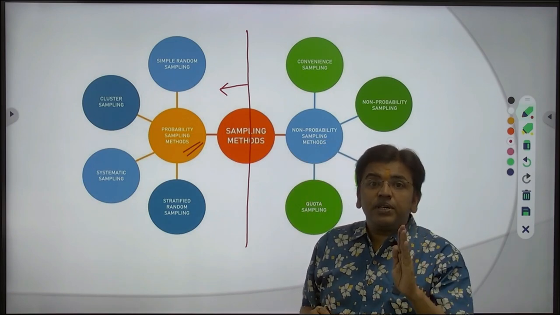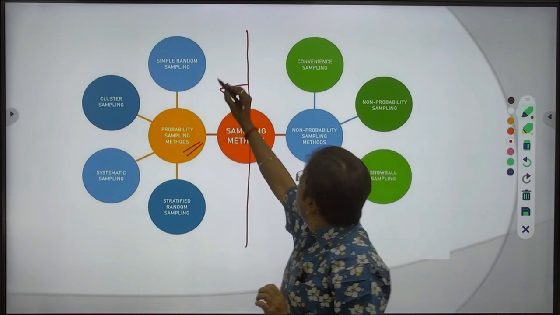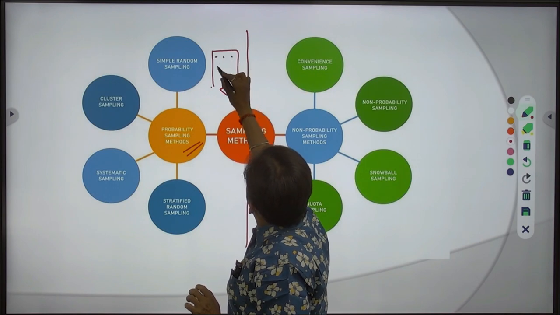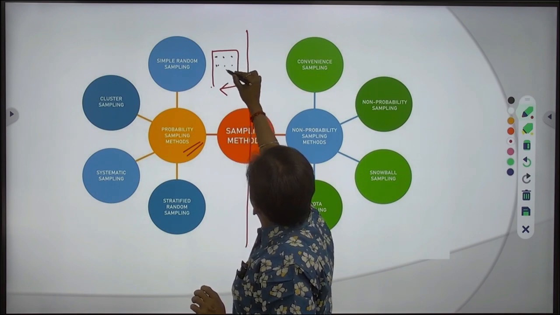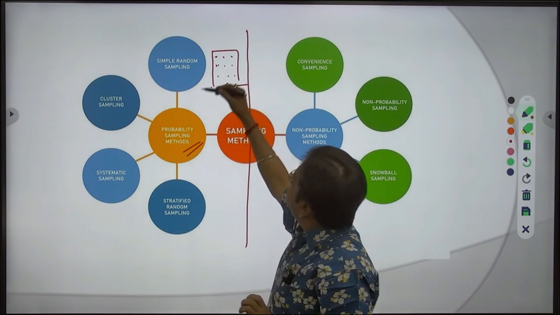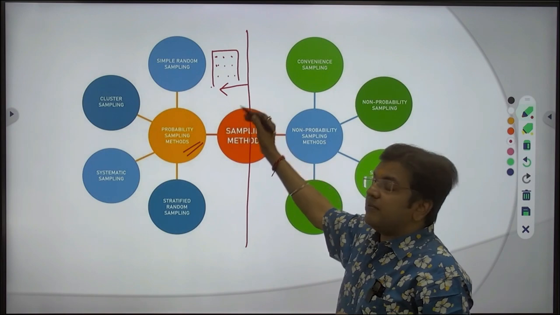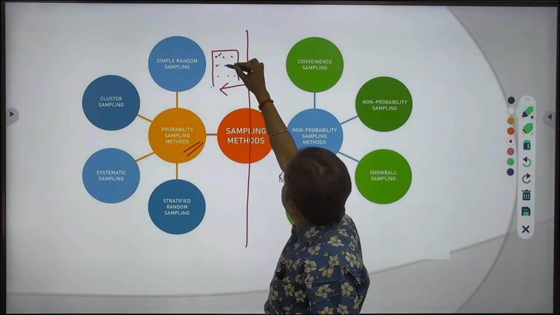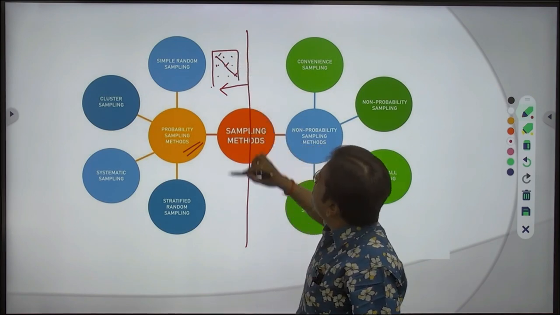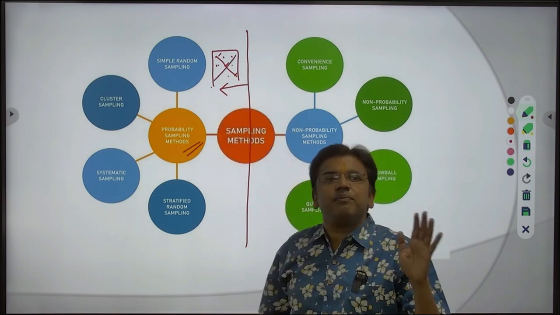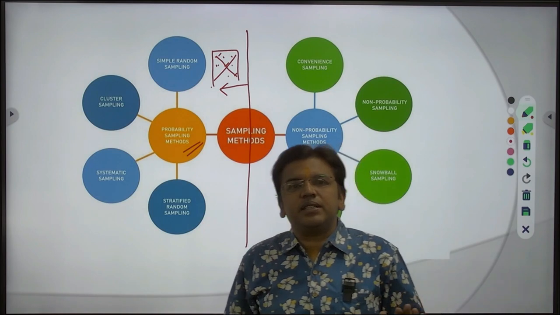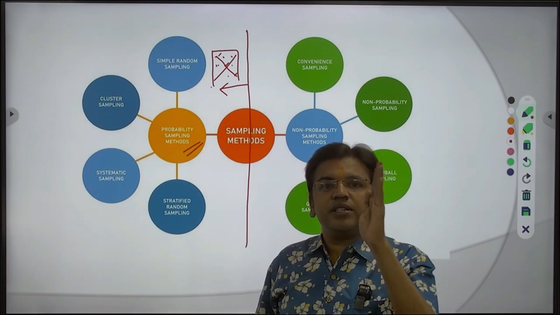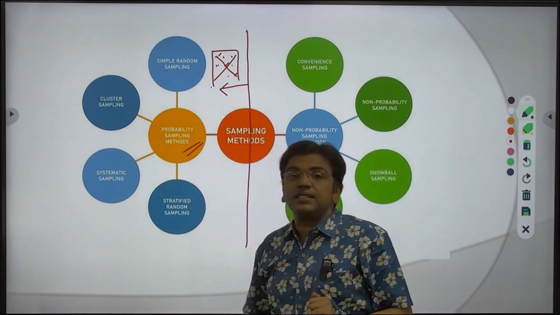Clear? Simple random sampling. If you have, say, 9 people and you have to take out a sample by simple random sampling, you take like this, this is simple random sampling. Or you go with this, this is simple random sampling. Nothing, it is one of the simple methods. The only thing is that you have to select on the basis of the parameters you have set. Second is cluster sampling.